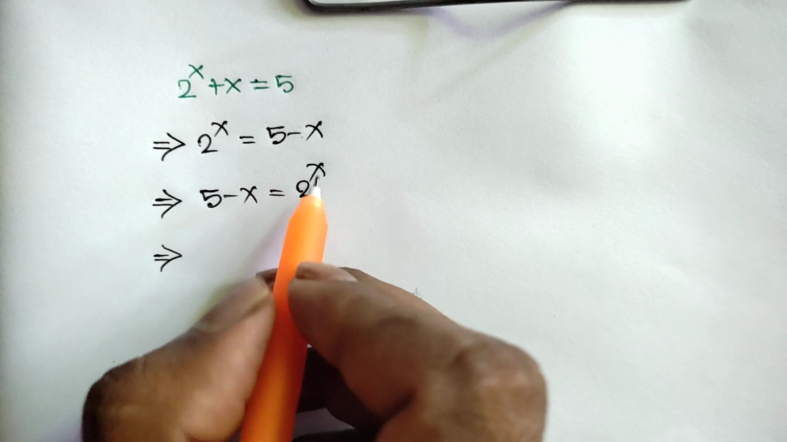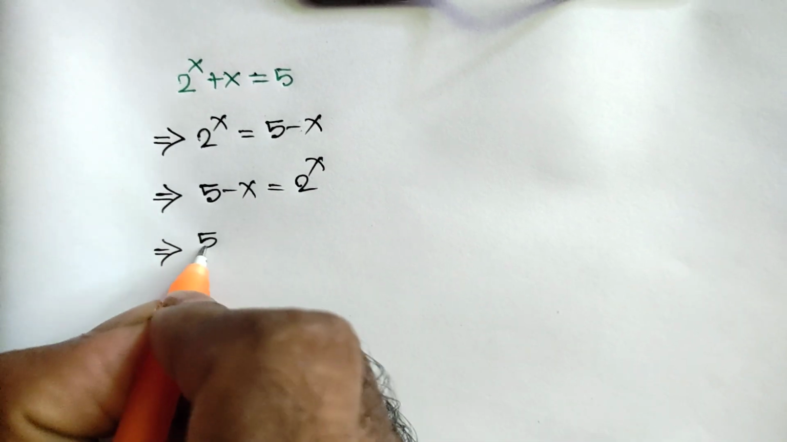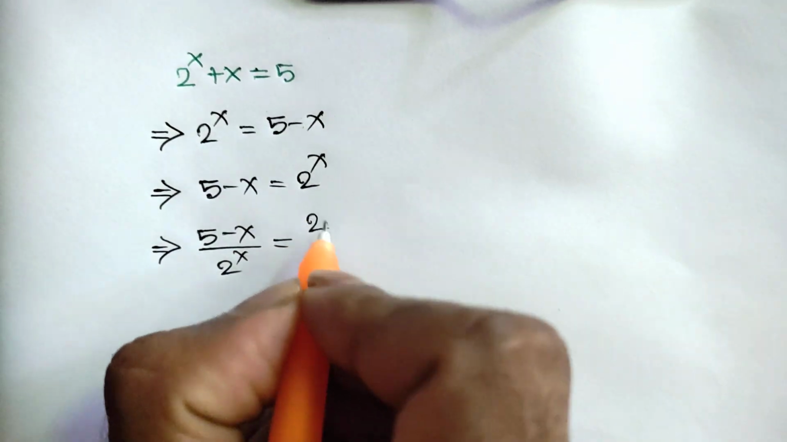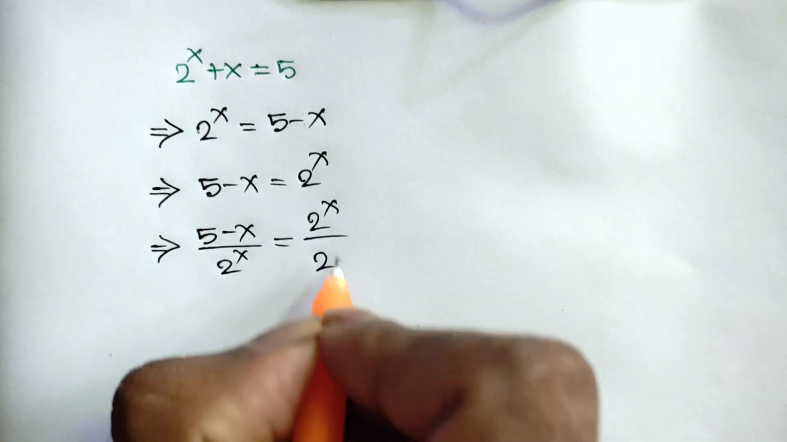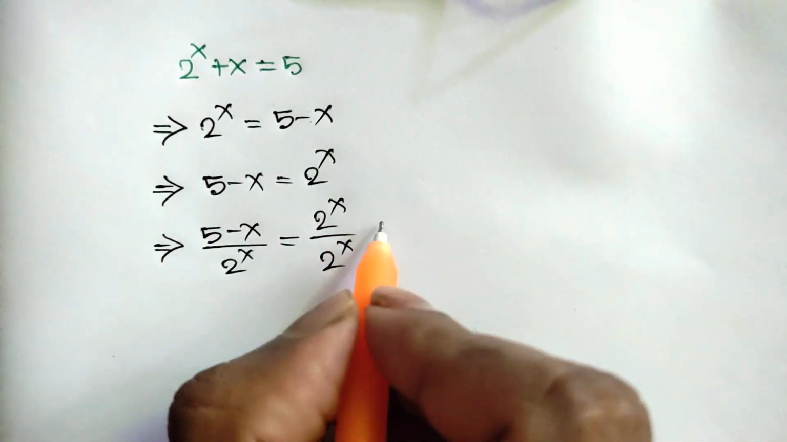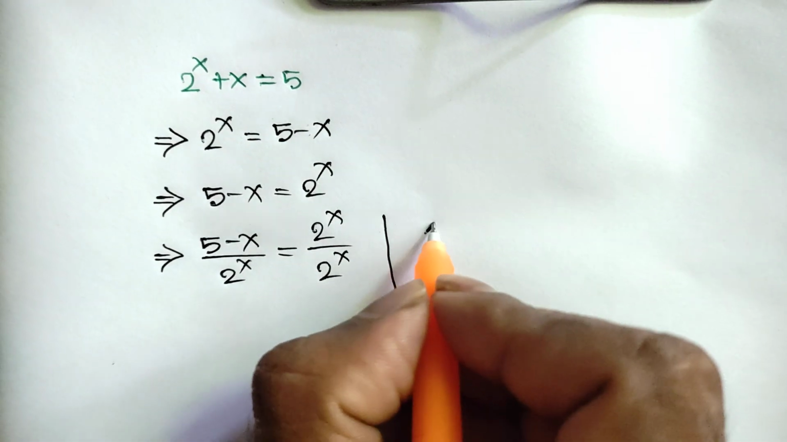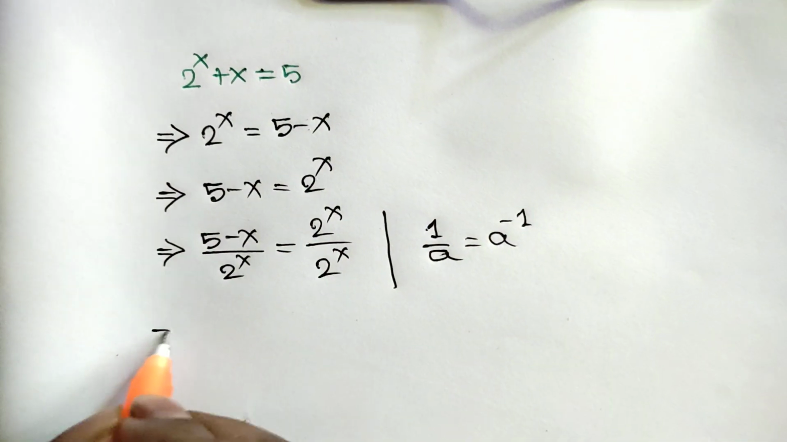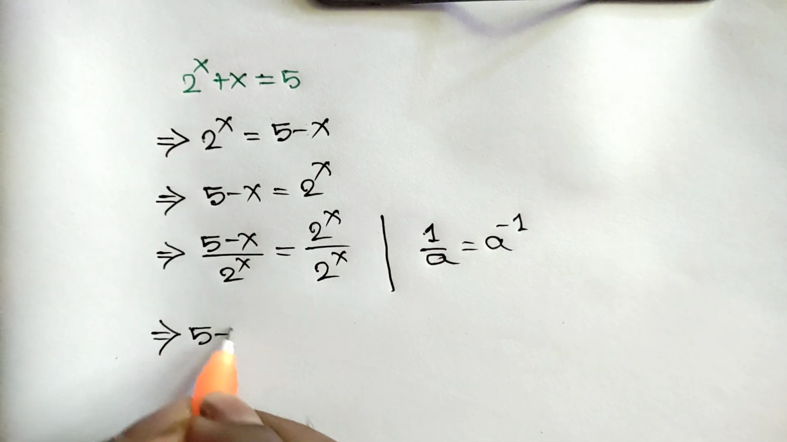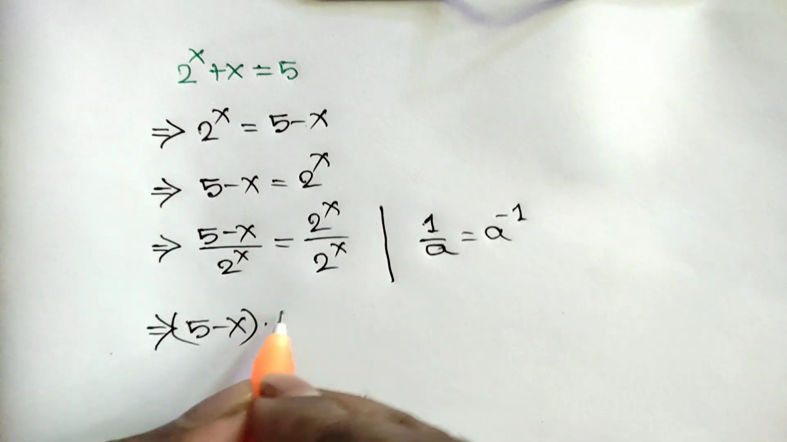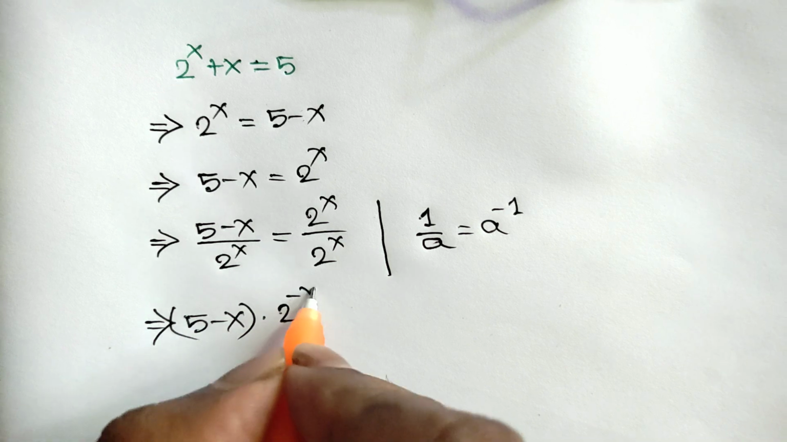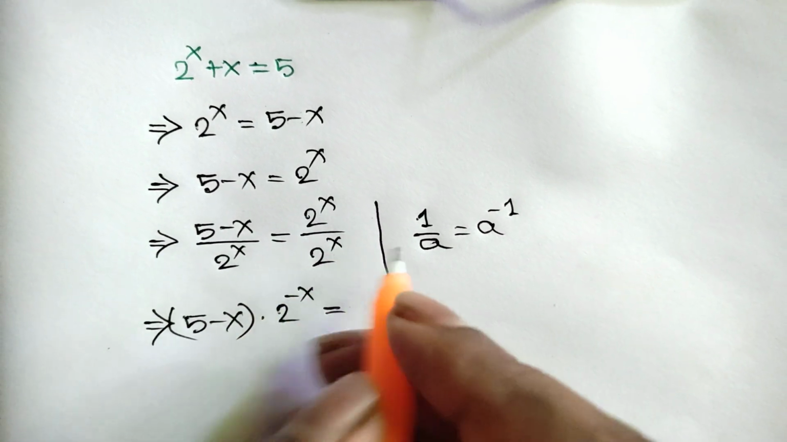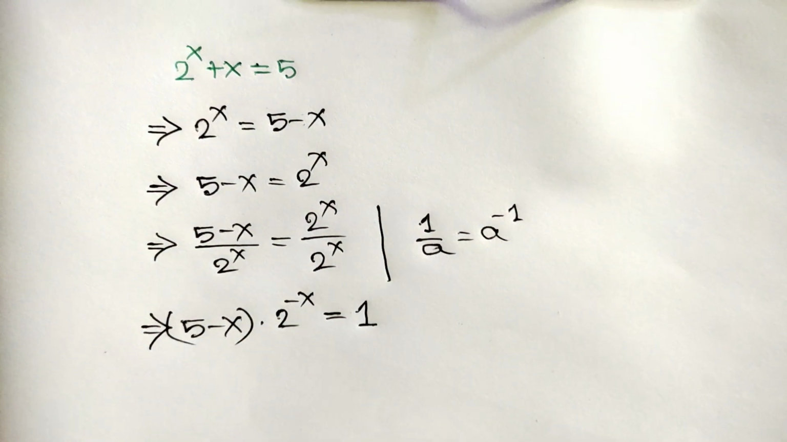Now dividing both sides by 2 to the power x, we can write (5 minus x) over 2 to the power x is equal to 2 to the power x over 2 to the power x. We know 1 over a is equal to a inverse, so we can write 5 minus x times 2 to the power negative x is equal to 2 to the power x over 2 to the power x, which is 1.